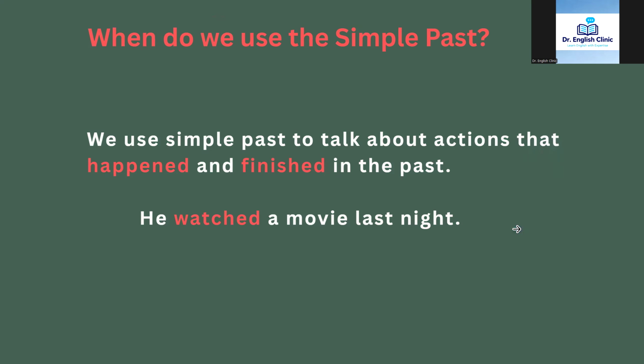When do we use the simple past tense? The main use for simple past tense, we use it to talk about an action that happened and finished in the past. It's very, very important to focus on this idea, happened and finished in the past, okay? Because if it has any relation to the present, in this case, we will have a new tense. But when we say simple past, happened and finished in the past.